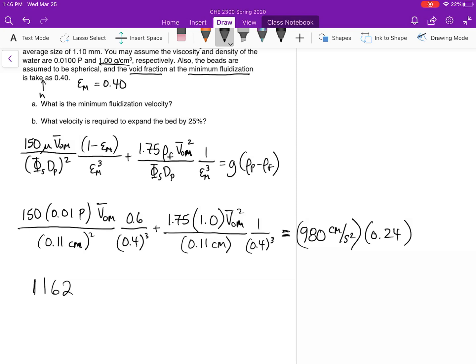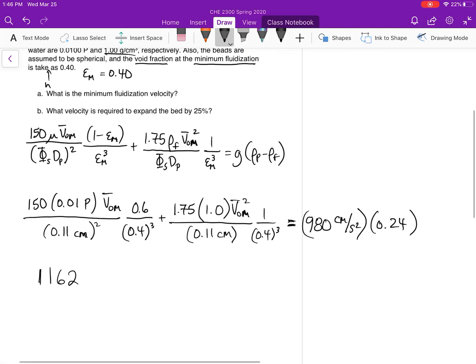is a quadratic equation. So 1,162 times the minimum fluidization velocity plus 248.6 minimum fluidization velocity squared. All of that equal to 235.2.